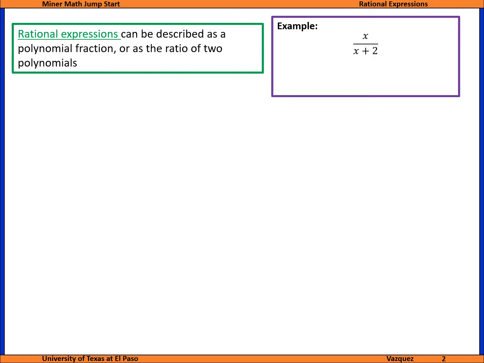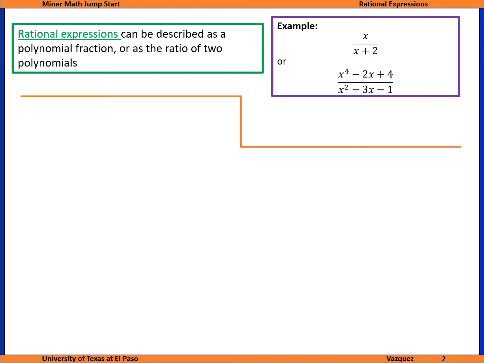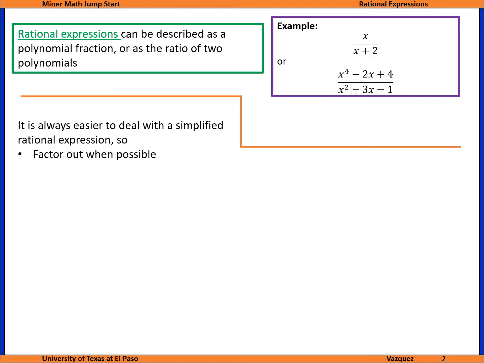An example would be x over x plus 2, or it could look a bit more complicated. We could have this rational function, a rational expression. Right, so both of those are rational expressions, and it's always easier to deal with the simplified rational expression. So we're going to learn how to simplify these rational expressions, right? We're going to learn how to factor out when possible and cancel terms where it is possible.